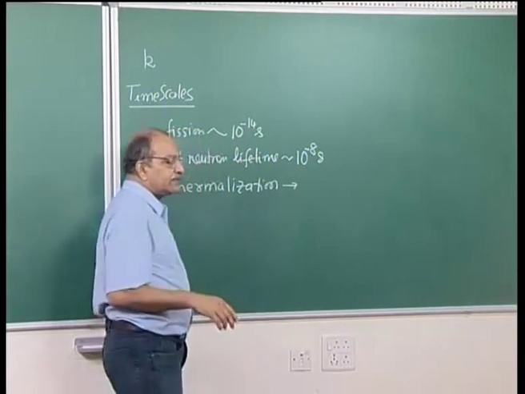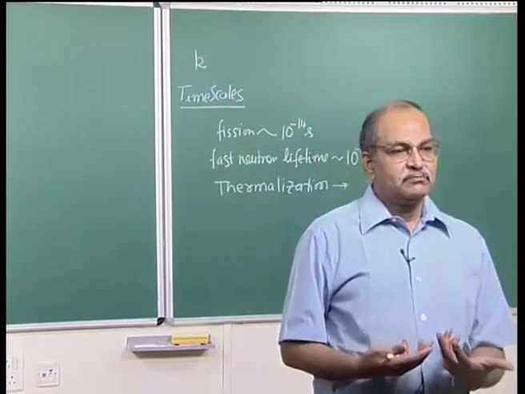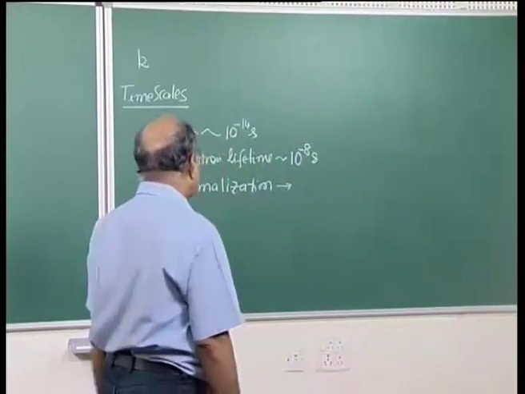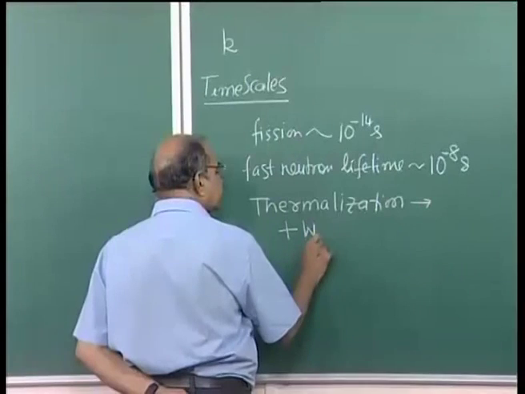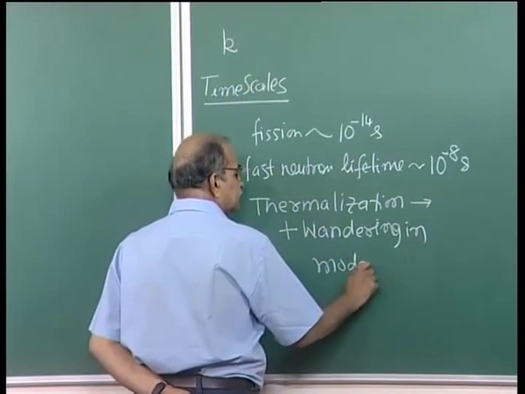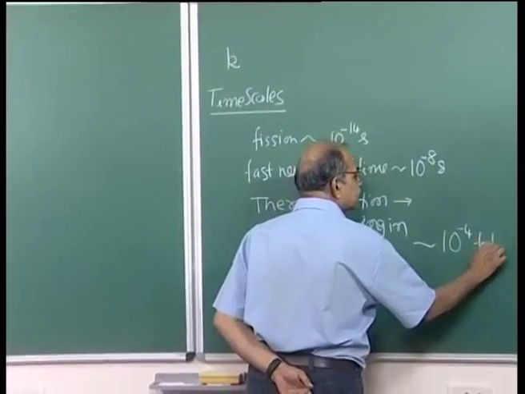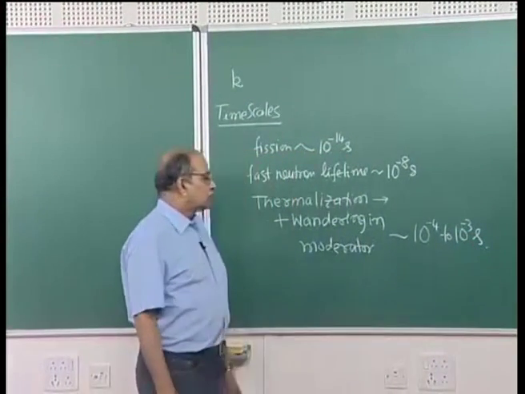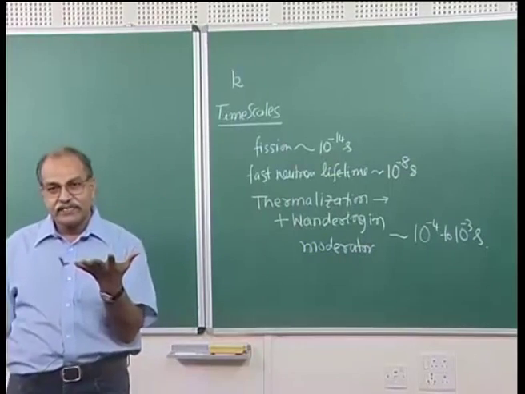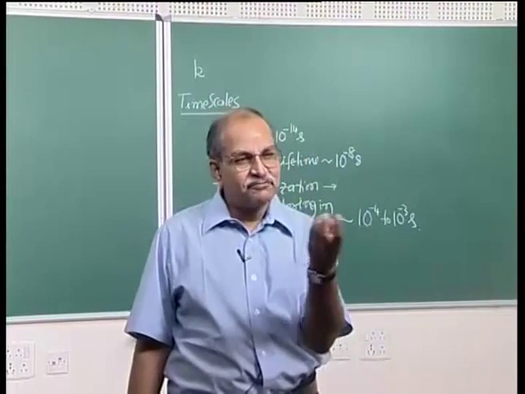And not only that, after thermalization also, these slow neutrons keep moving in the moderator volume here and there, scattering from the moderator material. So, that time before they really get into the fuel rod, that wandering time in the moderator, if you add that also, is something like say 10 to the power minus 4 to 10 to the power minus 3 seconds, less than a millisecond. So, that is the largest time in all these. So, that finally decides the time scale going from one generation to another generation. It takes about a fraction of a millisecond.